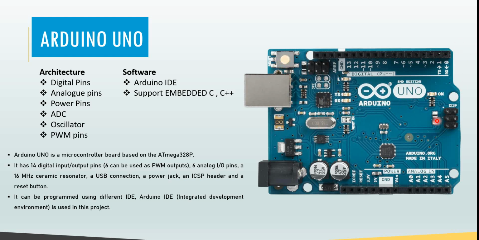This is the Arduino Uno board, where we dump the code using the USB cable here. The architecture contains digital pins, analog pins, power pins, analog to digital converters, oscillators, pulse width modulation pins, everything. Arduino Uno is a microcontroller board based on the ATmega328. Here you can see the IC called ATmega328, the microcontroller responsible for all these functions. It has 14 digital input output pins.